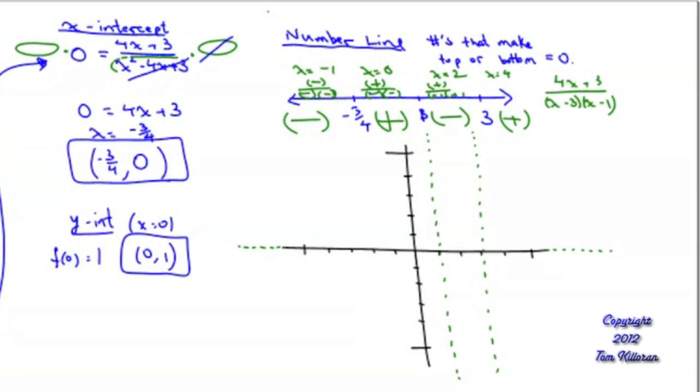Okay, the vertical asymptotes are 3 and 1. The horizontal asymptote is y equals 0, which is the x-axis. All right, I'm following you so far.